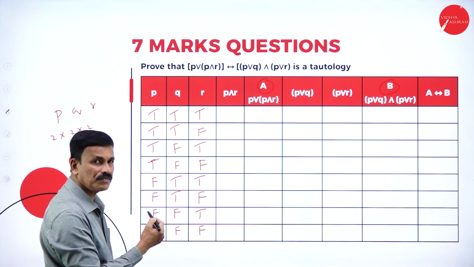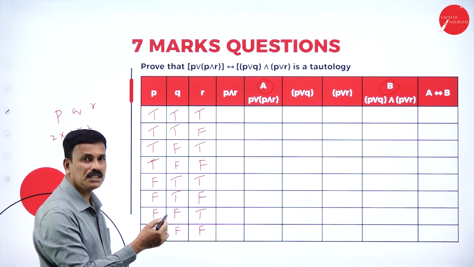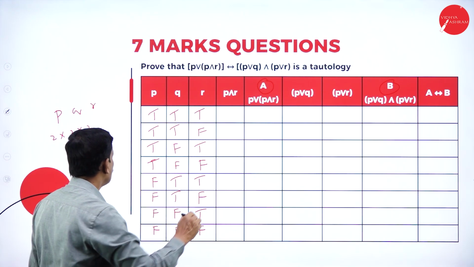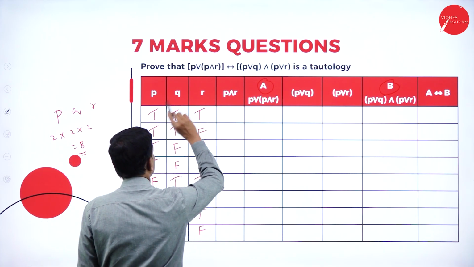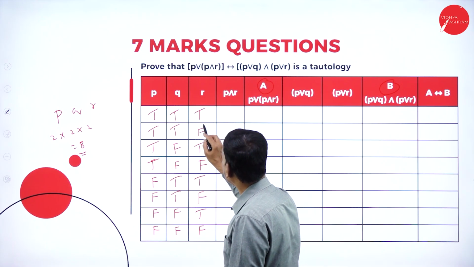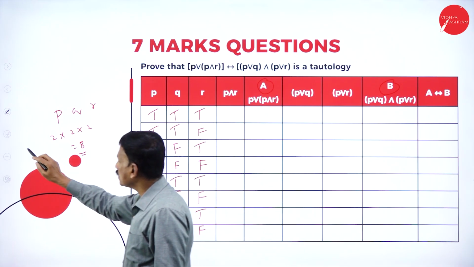Again T, T, F, F, T, T, F, F, T, F, T, F, T, F, T, F. 8 set of truth values. Now, conjunction for P and R. So, see, don't get confused. Conjunction for P and R. So, I will write the conjunction.